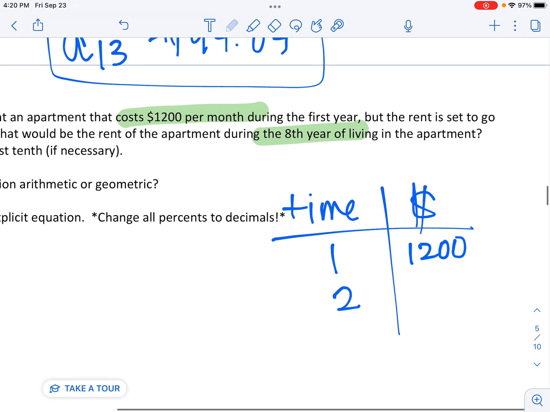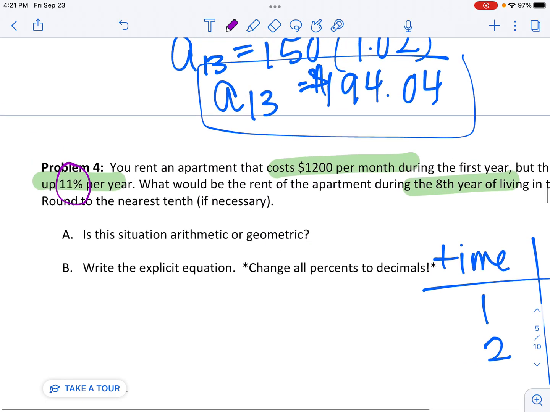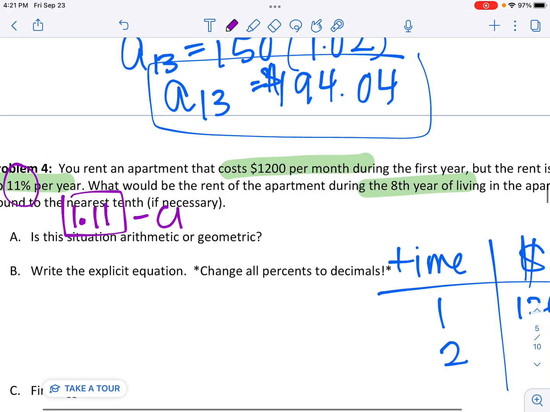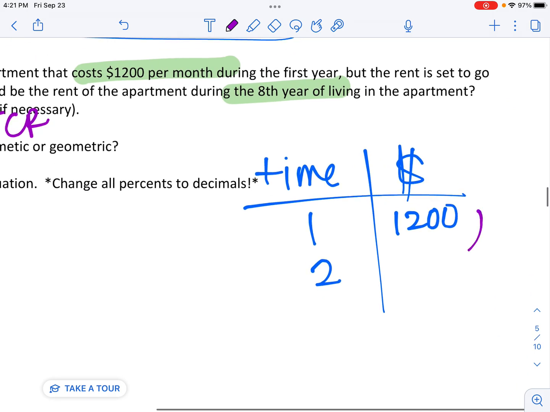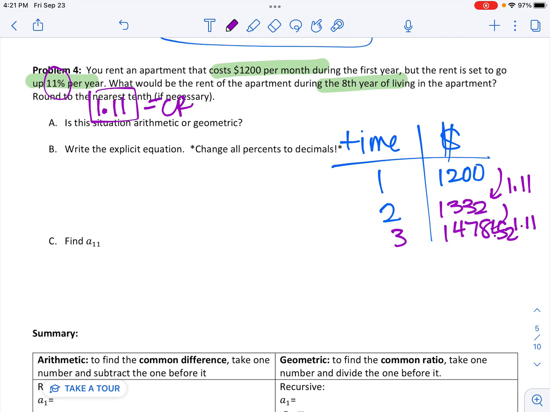The second year we take that $1,200 and increase it 11%. So an increase of 11% is 0.11 for 11%, and we add a 1 to it. So this is our common ratio. So we're going to multiply by 1.11. So 1,200 times 1.11. That would be 1332, multiply by 1.11 again, and that would be 1478.52, and so on.